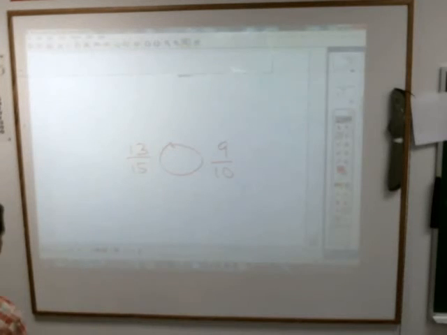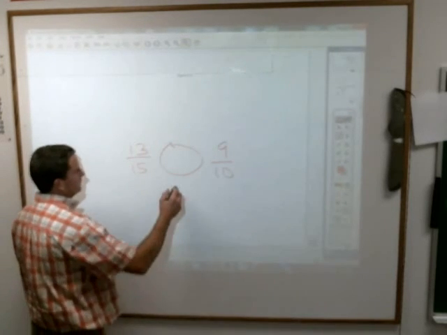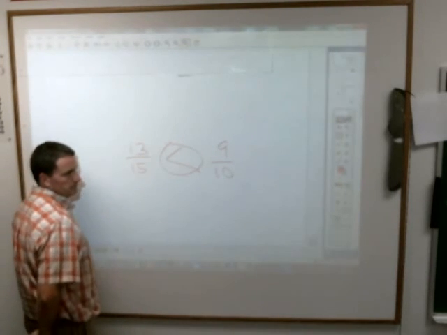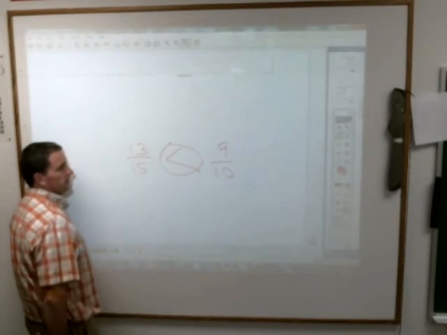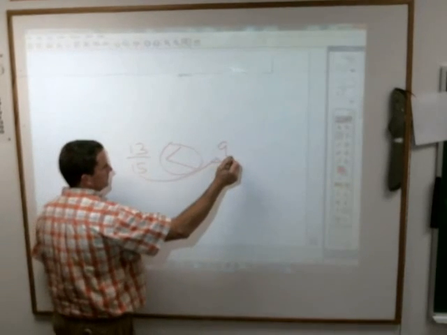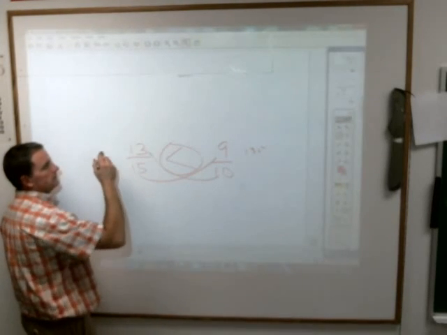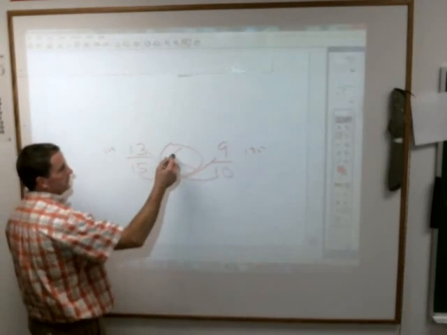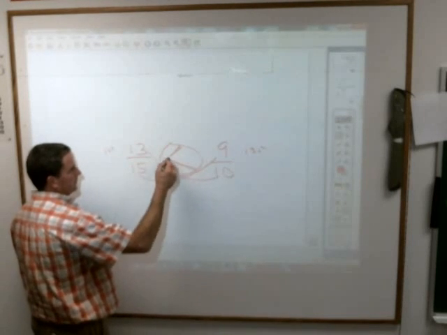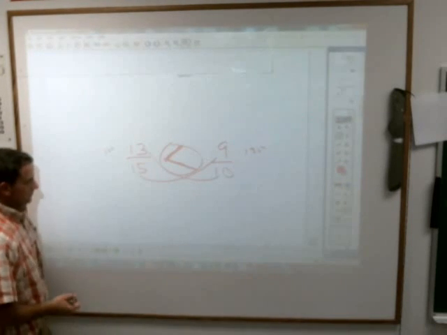Jacob, 9/10 is bigger because, I did it, and what do you get? 15 times 9 is 135, and 10 times 13 is 130, so you get 135 would be bigger. Very happy?